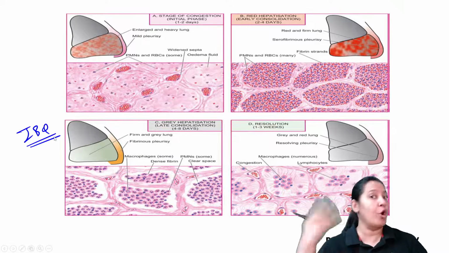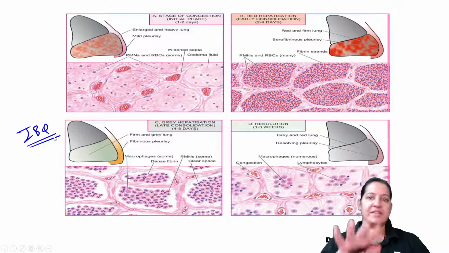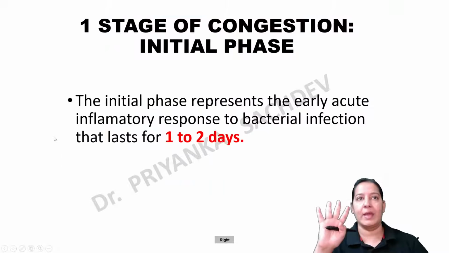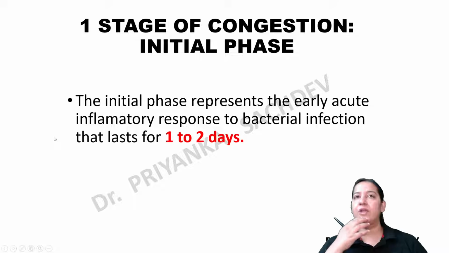And then we will come to lobular pneumonia. Lobular pneumonia doesn't have 4 phases. It has only 1 phase. So we will finish lobar and lobular in this way. So let me start with the 4 phases of lobar pneumonia.